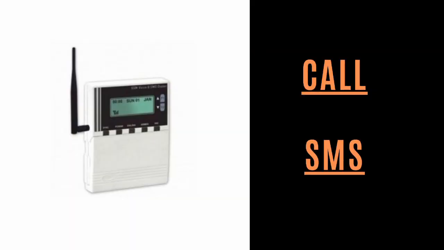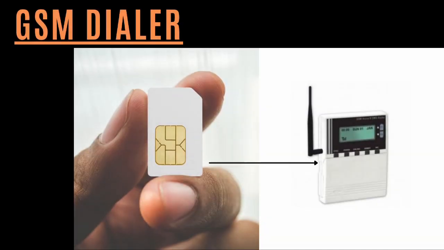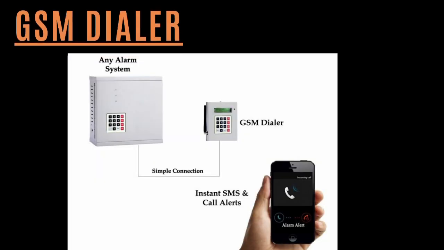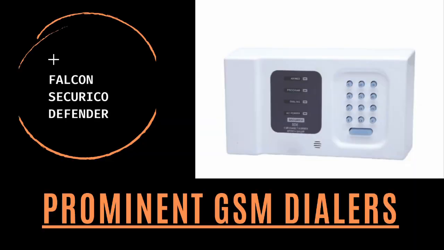Then the next type of notification is the call and SMS. For both of these purposes, we can use a GSM auto dialer. This is the traditional option for so many years in fire panels, intrusion alarm systems, etc. The GSM auto dialer is a device where you fit in the SIM, then you configure the numbers that need to be called or texted in case of an emergency. It's connected to the automation system using dry contact NO/NC outputs. Some prominent brand names for GSM dialers are Falcon, Defender, Securico.